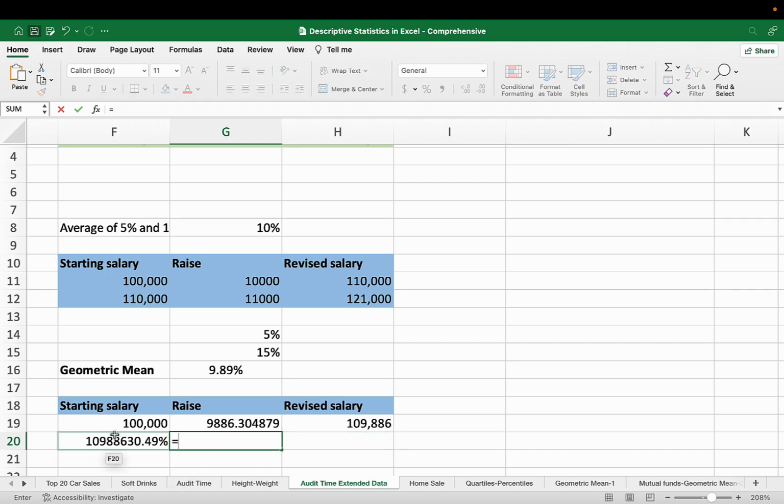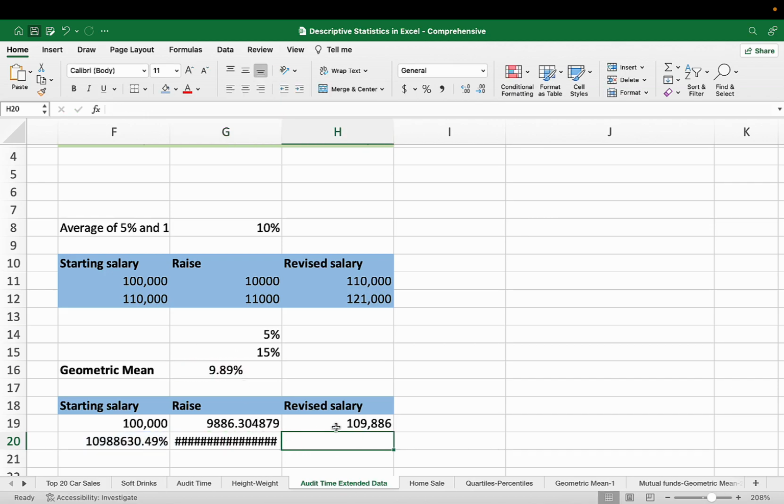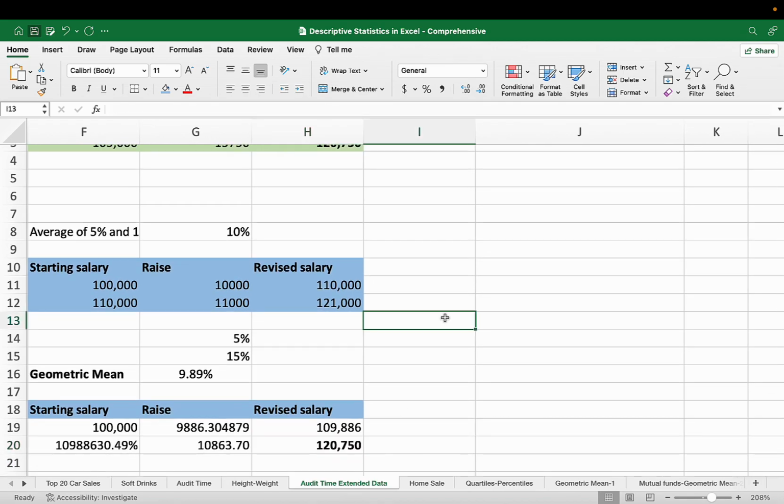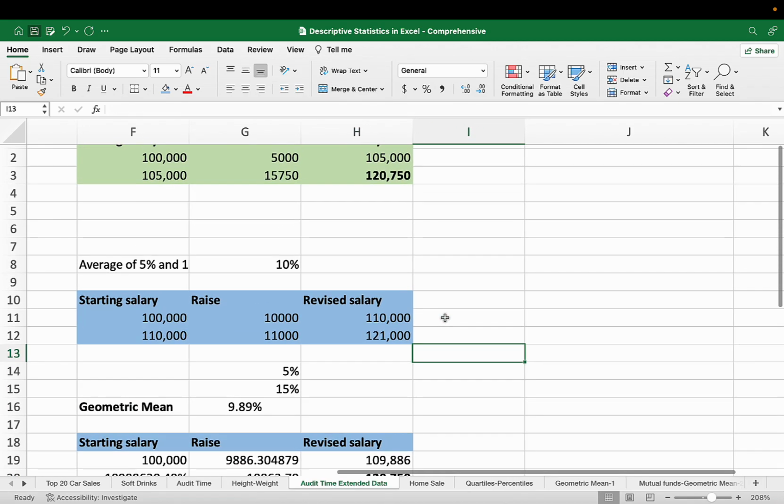And here we have again a salary at the start of the second year multiplied by 9.89. And now you see here, when we use geometric mean, then revised salary turns out to be 120,750, which is actually the correct one, which is actually what we calculated manually. So this is how geometric mean is different.